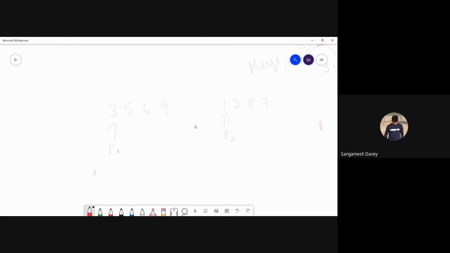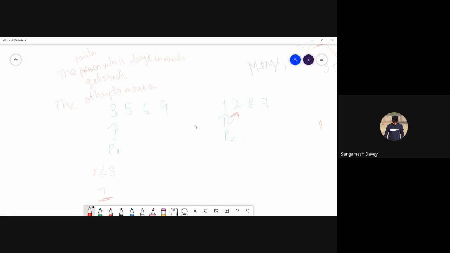So 1 is less than 3, so I place 1 over here. Now how I remember this algorithm is: the element that is larger gets stuck, and the other pointer moves on. So 1 is less than 3, so 1 gets placed and P2 moves on. Now P2 points to 2. I'll again compare 2 and 3.